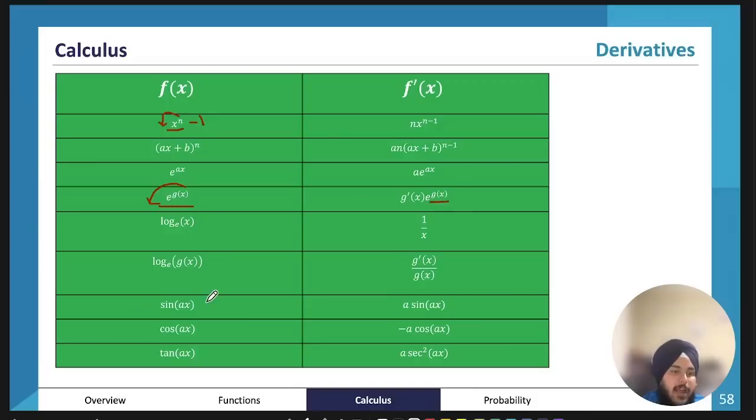Similarly, if you have sine of g of x, you need to derive whatever is inside the function, put that in front of the function. And if you have sine x, when you derive it, it becomes cos x, and cos x when you derive it becomes negative sine x. So you have all these formulas in your formula sheet. That was my main point here.